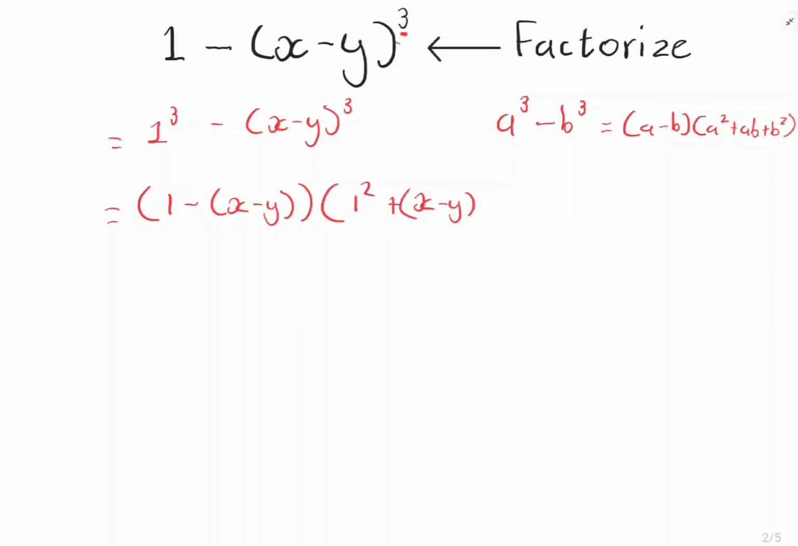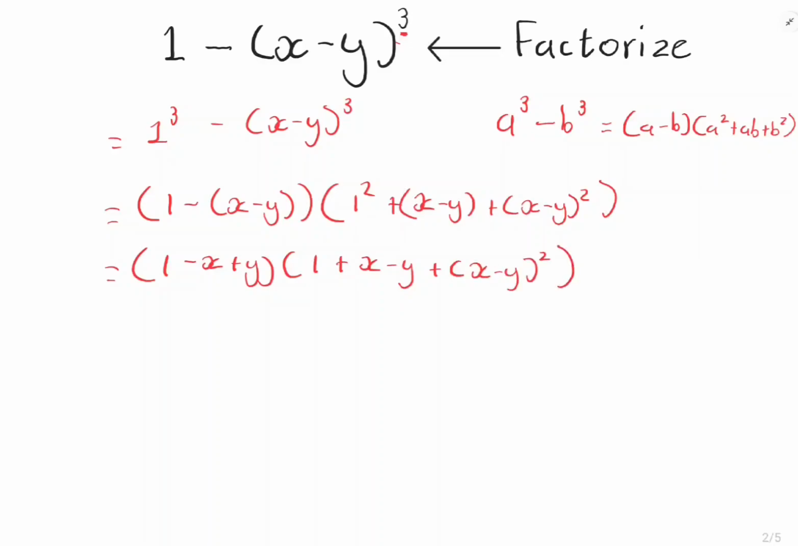Okay, we can keep on writing it in a bracket. And then b squared, our b is x minus y. So we square the x minus y. So it's (x minus y) squared. And so 1 minus x plus y. Plus y because if we multiply out the signs, it's going to be negative times negative, which is positive. 1 squared is 1 plus (x minus y) plus (x minus y) squared.